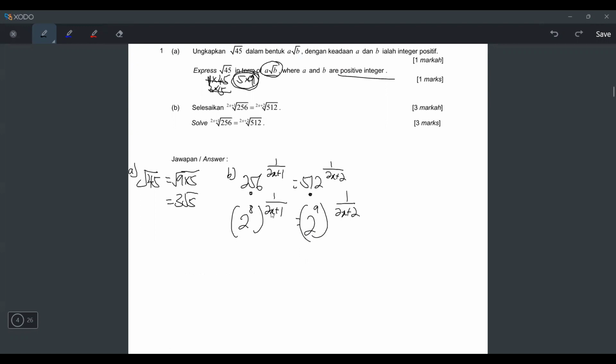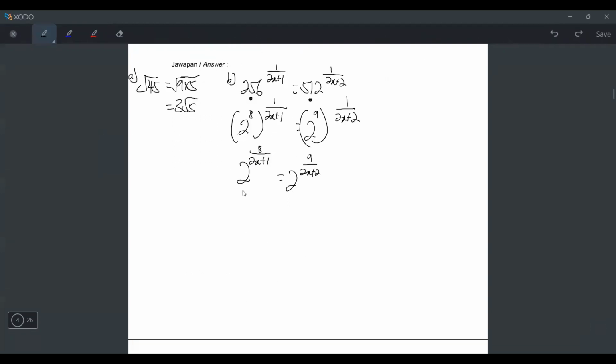And don't forget, if the powers are beside each other like this, you should multiply them. So when you multiply, it becomes 2 power 8 over 2x plus 1 equals to 2 power 9 over 2x plus 2. You can see that there is no need to add log for this question, because you can change to the same base. And once you change to the same base, now you can compare the powers, right? So when you compare the powers, it will be 8 over 2x plus 1 equals to 9 over 2x plus 2.